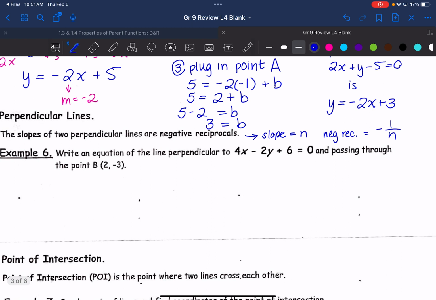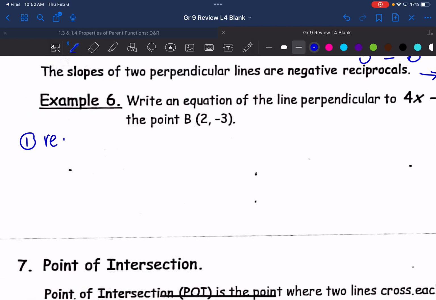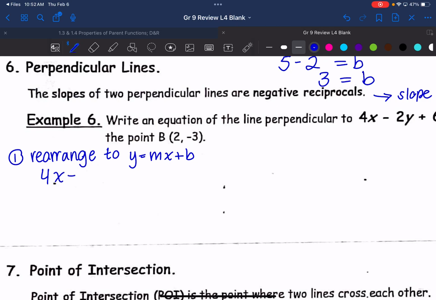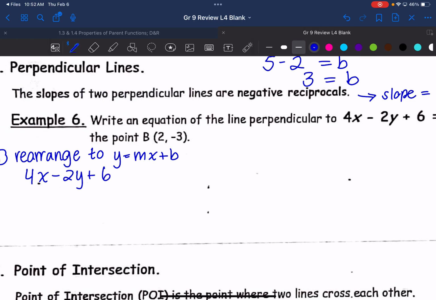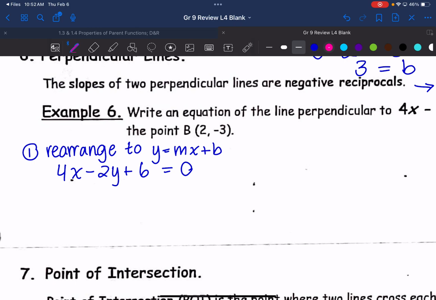So same thing. They give us one in standard form. I can't tell what the slope is. I can't tell what the y-intercept is. I should probably rearrange this. And it gave me a specific point that I have to cross through. So step 1, always rearrange to y equals mx plus b. Okay, if I've got 4x minus 2y plus 6 equals 0, my goal is to get y by itself. So what do I want to move over? Okay, so I can subtract 4x from both sides, and I can subtract the 6 to move them over and cancel them out.